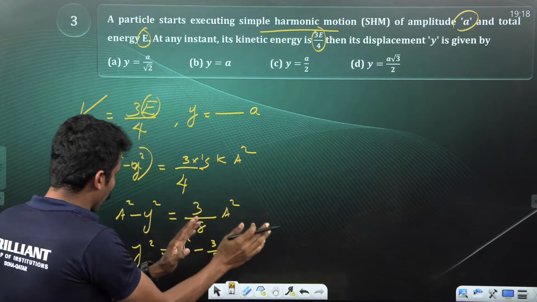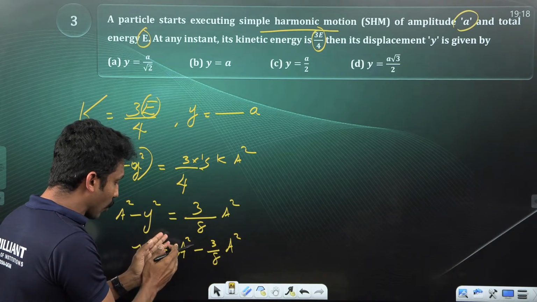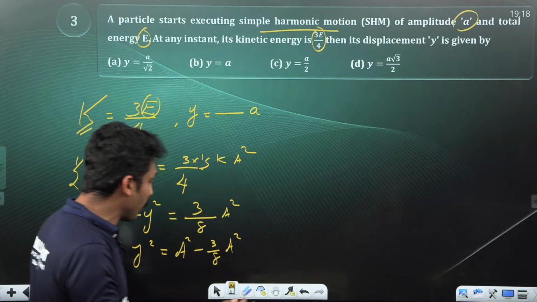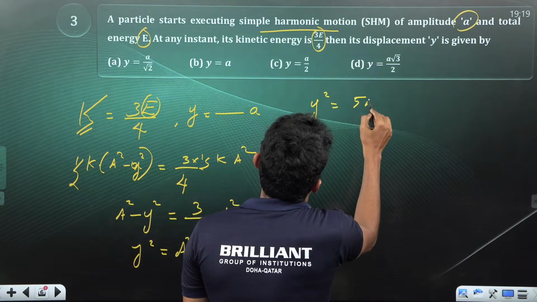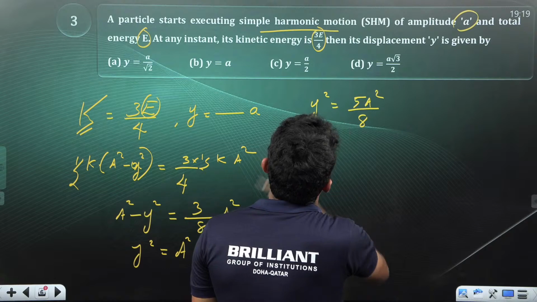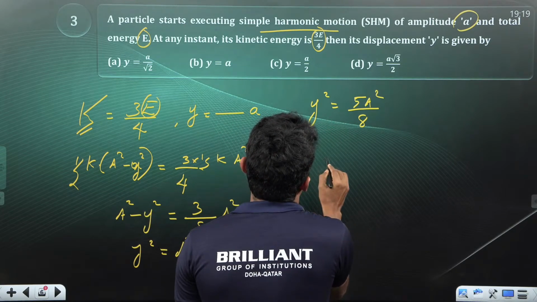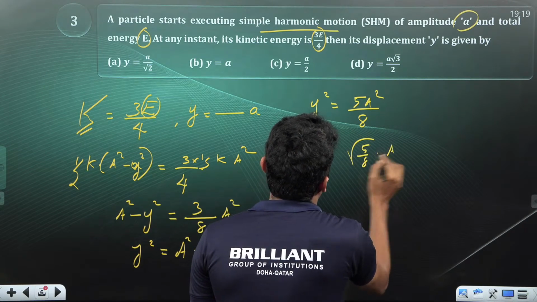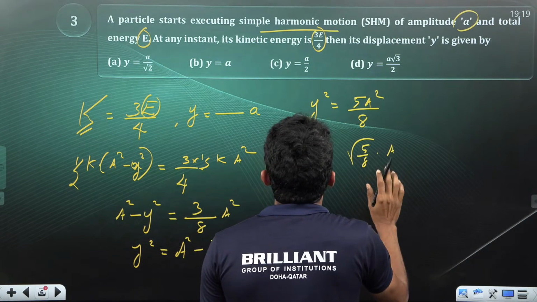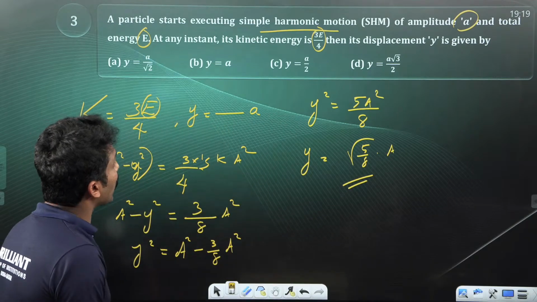So y square is a square minus 3 by 8 a square. 8a square minus 3a square is 5a square by 8. Clear? So y square is 5a square by 8. Then its displacement y is equal to root of 5 by 8 into the amplitude value. The amplitude value is given only as small a here. This is as per the given question.